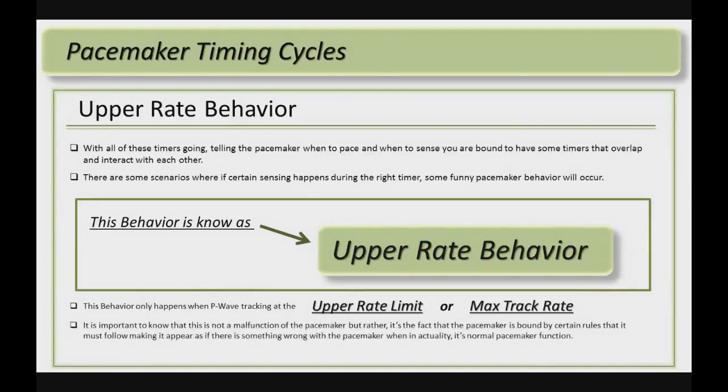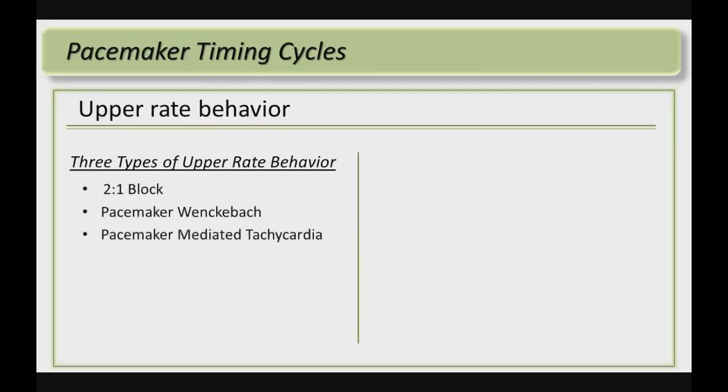It's important to know that this is not a malfunction of the pacemaker, but rather a fact that the pacemaker is bound by certain rules that it must follow, making it appear as if there is something wrong with the pacemaker, when in actuality it's normal pacemaker function. The trick is to program the pacemaker to minimize any upper rate behavior. There are three types of upper rate behavior: 2-to-1 block, pacemaker Wenckebach, and pacemaker-mediated tachycardia, abbreviated PMT.